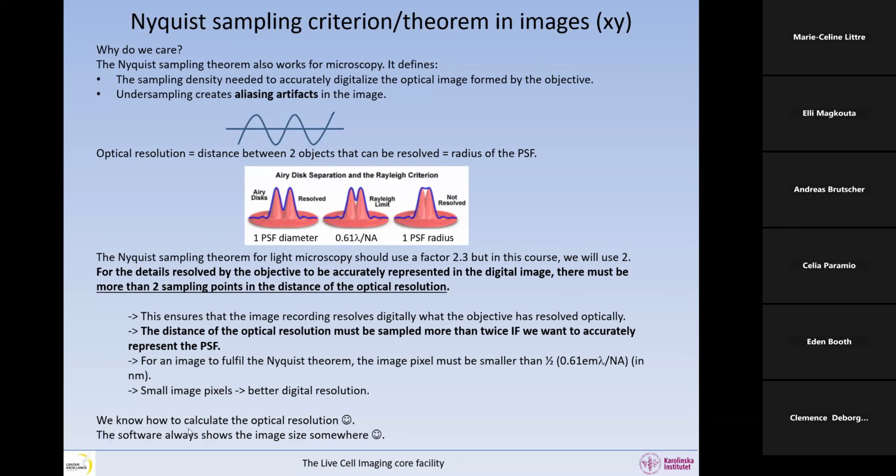The software always shows you somewhere what the pixel size is in the image. So you know how to calculate the optical resolution, and you see in the software what the pixel size is. It's quite easy. You can deduce whether your images fulfill the Nyquist criterion or whether they are undersampled.